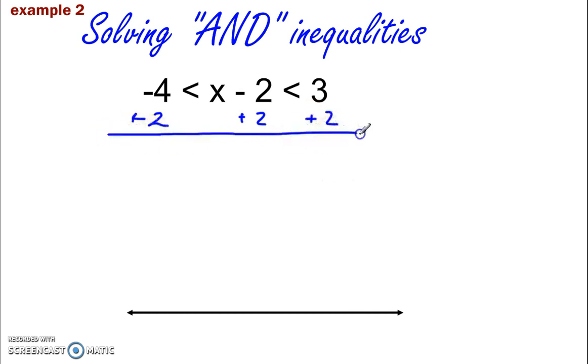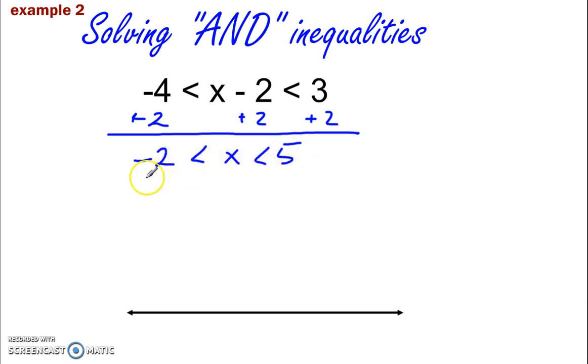So, solving a compound inequality. Notice the inequality signs here and there. I've got to do it on every side of the inequality sign. So that gives me -2 is less than x, which is less than 5. Quick check, -2 is less than 5, so I have it in the right order.